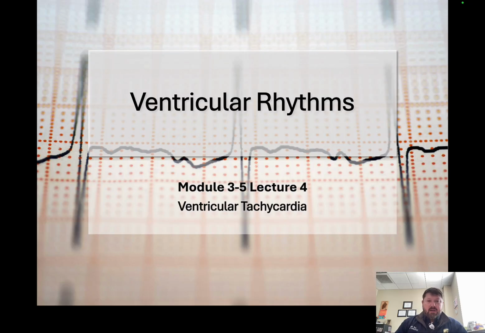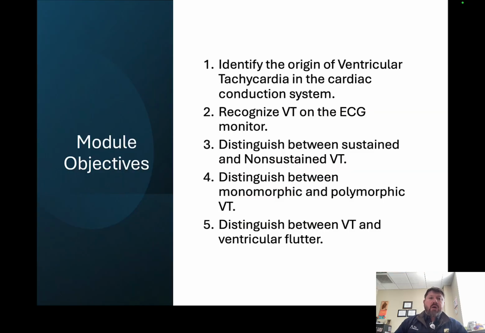Ventricular tachycardia. We're going to identify the origin of ventricular tachycardia in the cardiac conduction system, recognize VTAC on the ECG monitor, distinguish between sustained and non-sustained VTAC, distinguish between monomorphic and polymorphic ventricular tachycardia, and distinguish between VTAC and ventricular flutter.